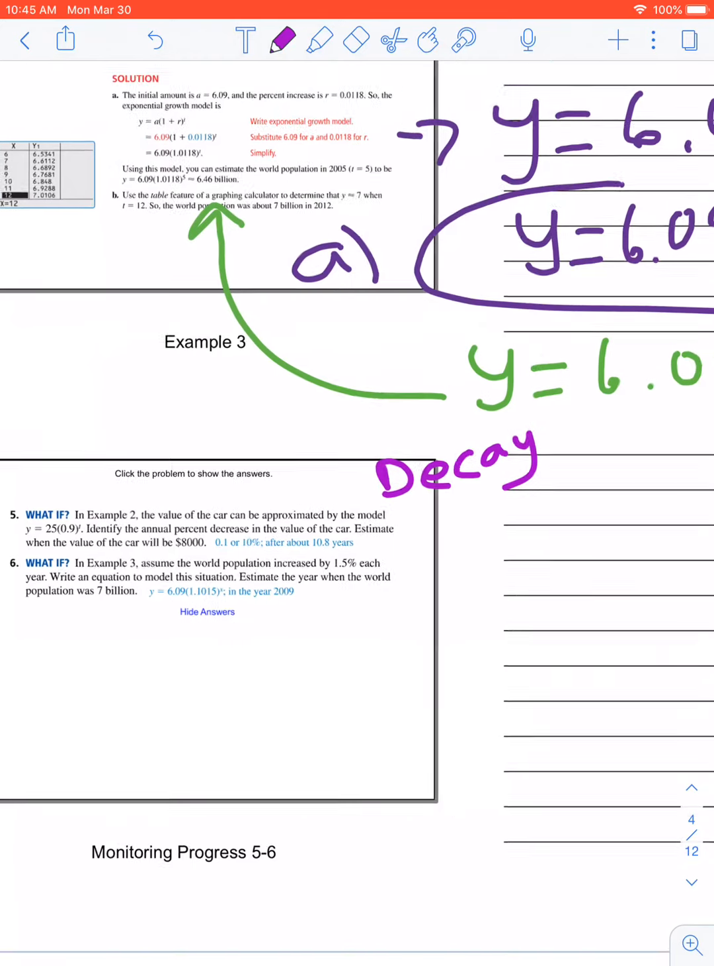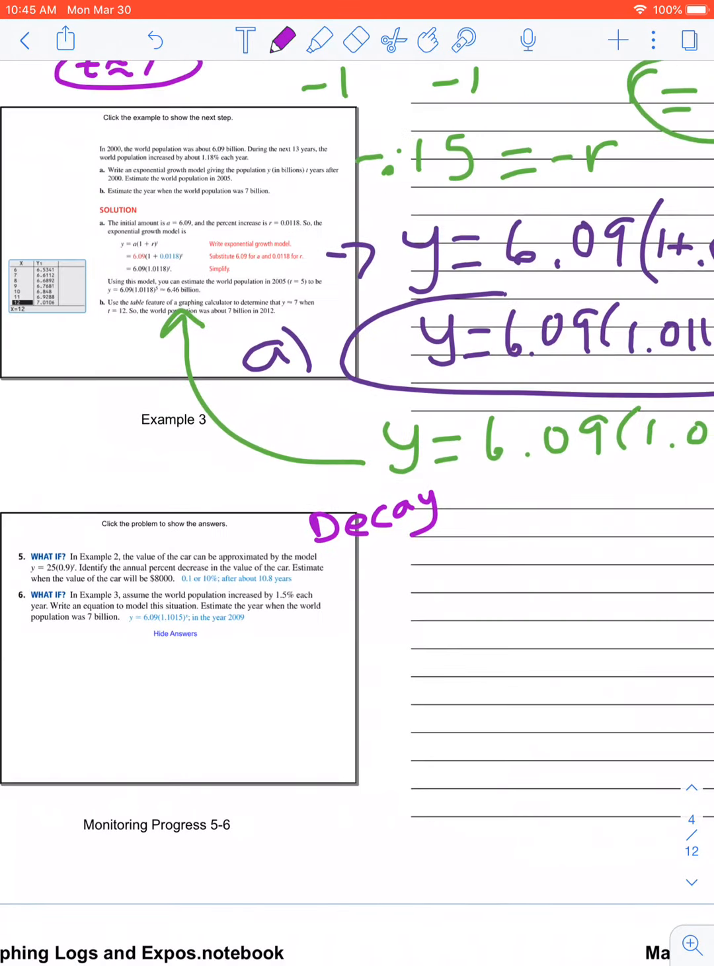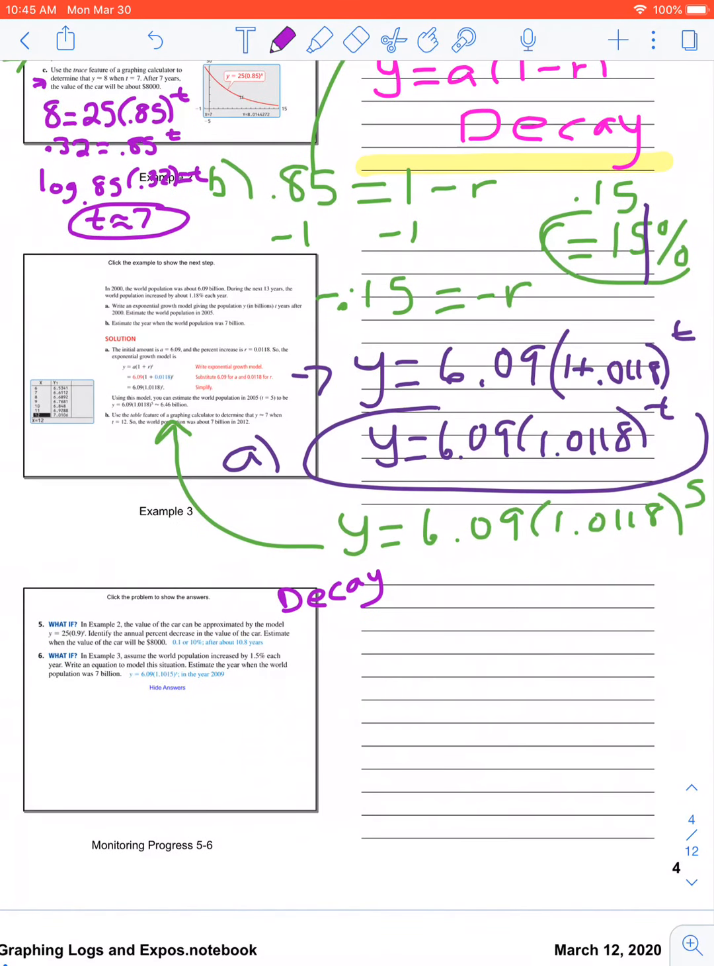So identify the annual percentage decrease in the value of the car. So I know that decrease is 1 minus r, and I know that inside my parentheses I get 0.9. So to find the decrease value, I solve this equation, and I subtract 1, and I get negative 0.1 equals negative r. So r equals 0.1, which is 10%. So my car depreciates in value at about 10% per year.